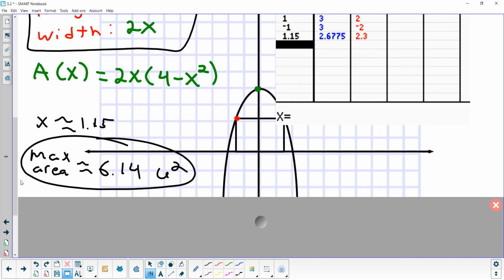Any questions on that? Not too bad if you try to draw it out.